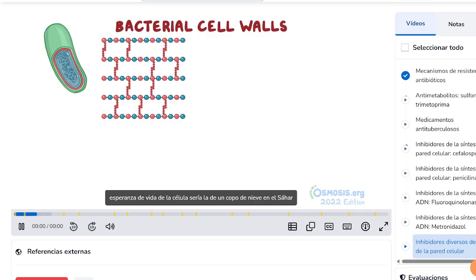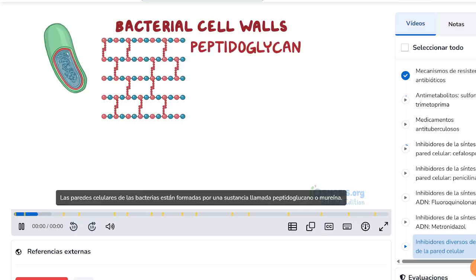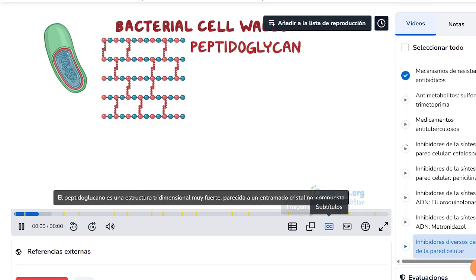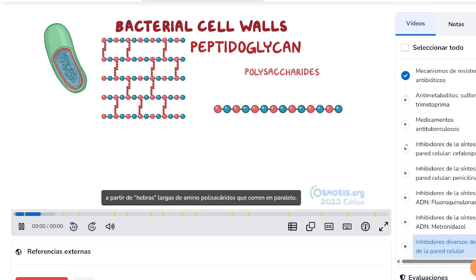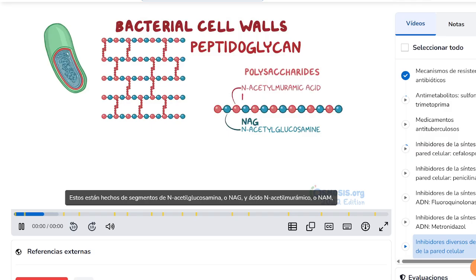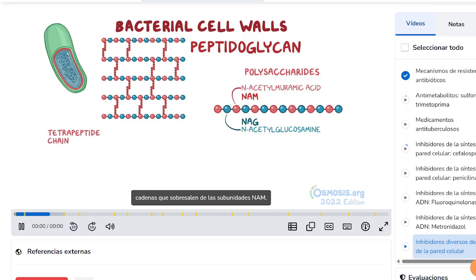Bacterial cell walls are made of a substance called peptidoglycan, or murein. Peptidoglycan is a molecule composed of long strands of amino polysaccharides running in parallel. These are made of segments of N-acetylglucosamine, or NAG, and N-acetylmuramic acid, or NAM, in an alternating pattern, so NAG, NAM, NAG, NAM, and so on, like a pearl necklace. At the tips of and protruding from the NAM subunits are tetrapeptide and pentapeptide chains.